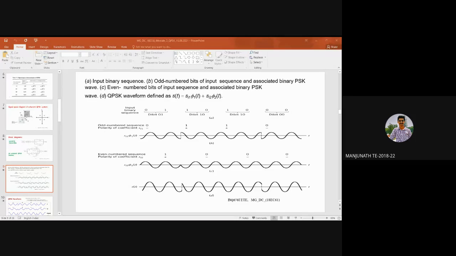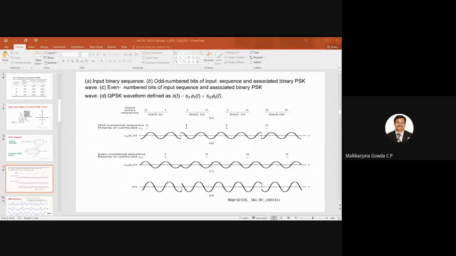And 1 is represented by plus sine, and 0 is represented by minus sine. Very good. Similarly, the S of t has been represented by a formula, sir. That formula is fine.